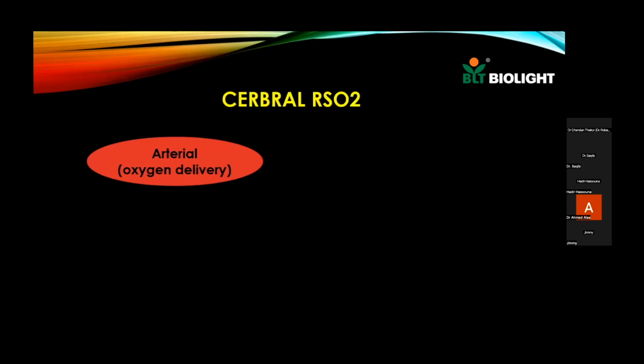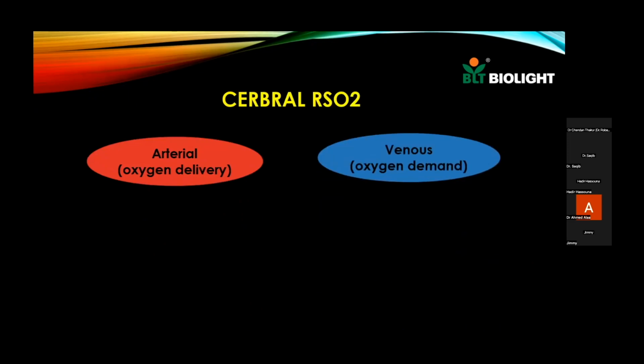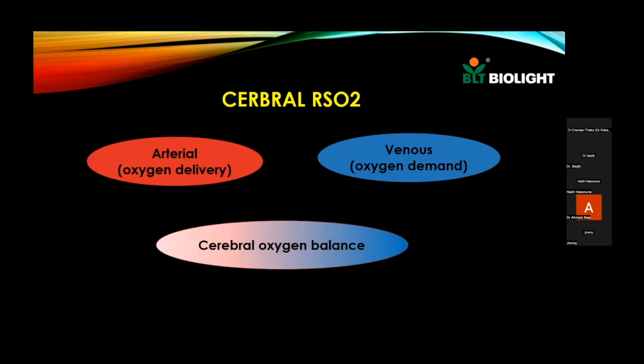Cerebral oxygen saturation depends on the arterial side, as we said, which is the oxygen delivery part, and the venous side, which is the oxygen demand, and both will give us the idea about the cerebral oxygen balance, which is more important than only the oxygen delivery or only the oxygen demand. The balance between them is what gives us the idea about the use of this oxygen by the tissue.